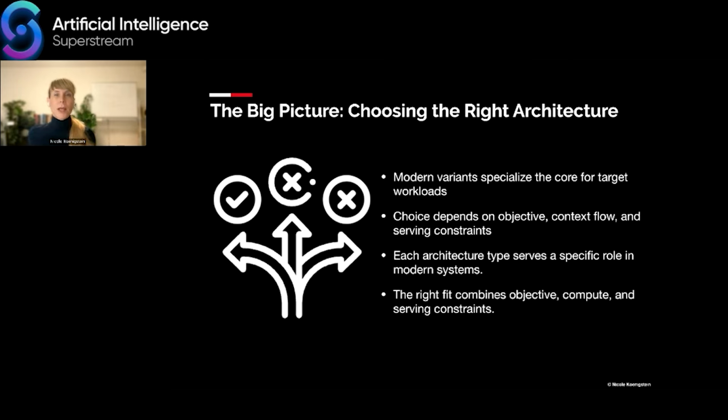So, choosing the right architecture: modern model variants specialize for target workloads. The choice depends on your objective, on the context flow, and on the serving constraints you have, and each architecture type serves a specific role in modern systems. The right fit combines your objective, the compute, and your constraints.